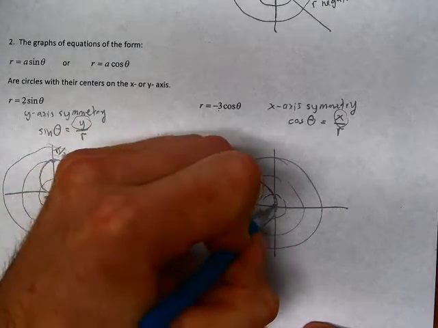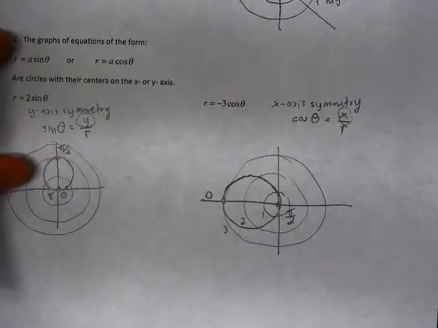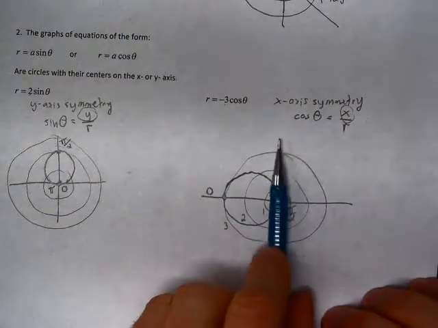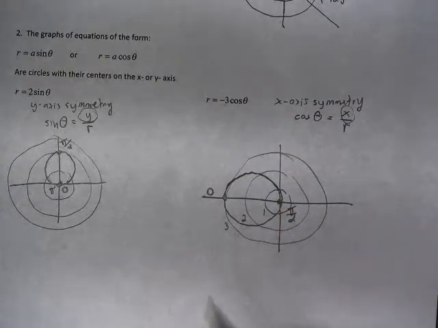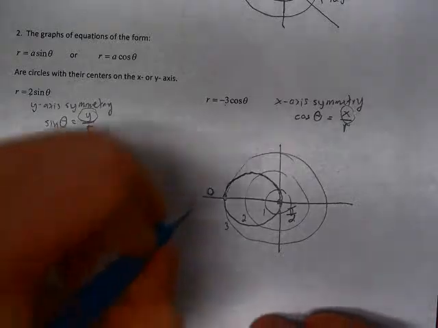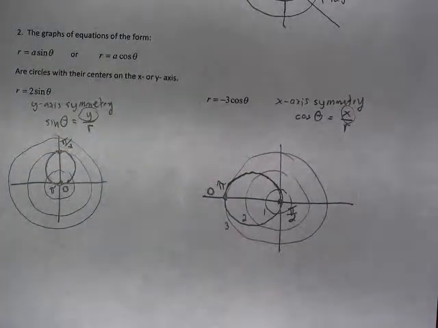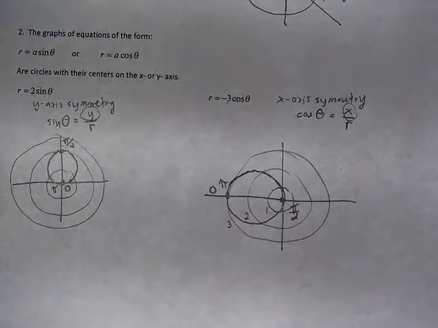We're back here when our angular measurement is pi over 2. So when we're here, cosine is 0, so we're at the origin. And then when we're at theta equals pi, we're going to be back at this point here on the left with our radius equal to 3.